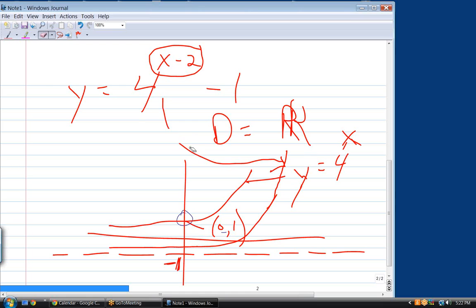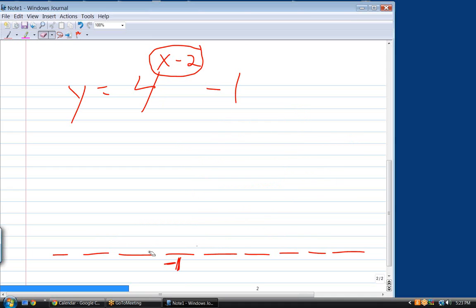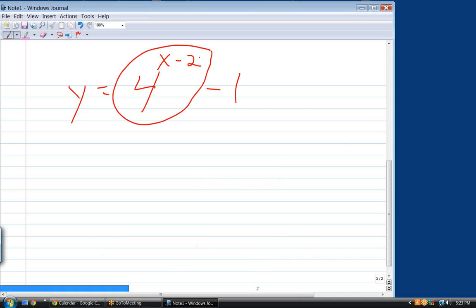Now, there's a couple of ways of looking at this. You don't actually have to look at it graphically. There's another way of looking at it that I kind of like almost better. And that is, how small can that part be? If I was just talking y equal 4 to the x minus 2, how small would that number be able to get? All the way in the negatives? Well, it would look like this.